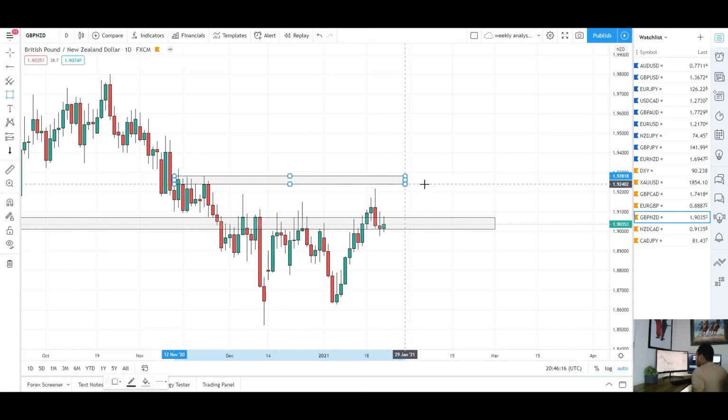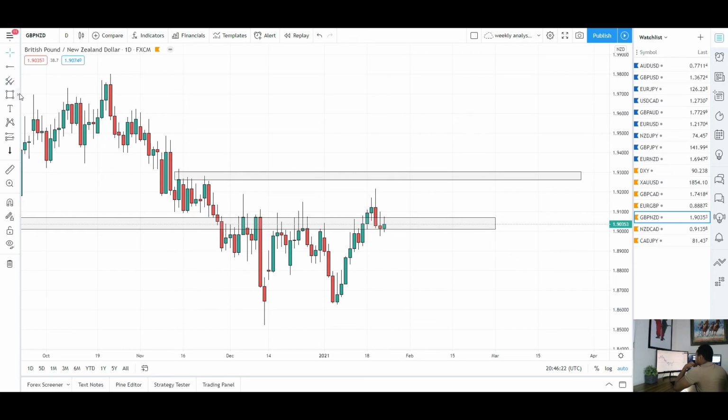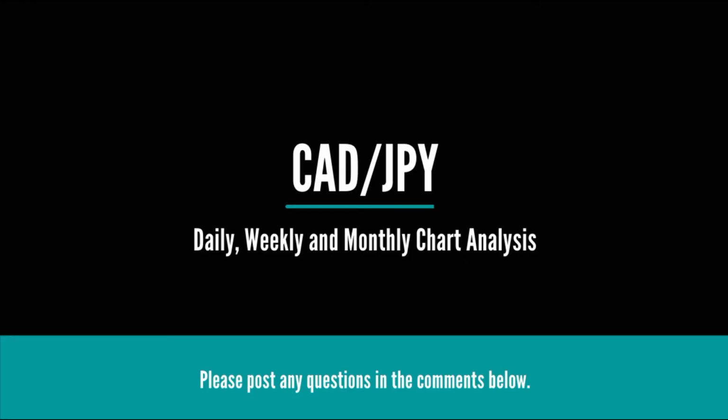As you can see here, price wicked into this level many times. We almost got there this week, but price kind of just missed it there. So I'm probably expecting some retrace to the downside for GBP/NZD, but overall expecting another push to the upside to go and test that level around 1.93. Next, we're going to move on to CAD JPY.